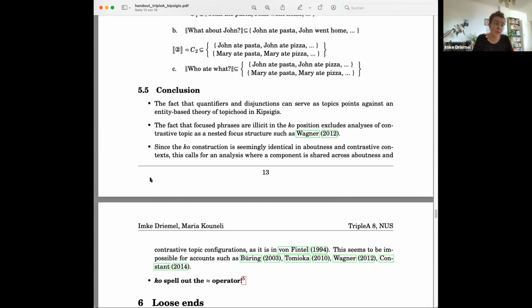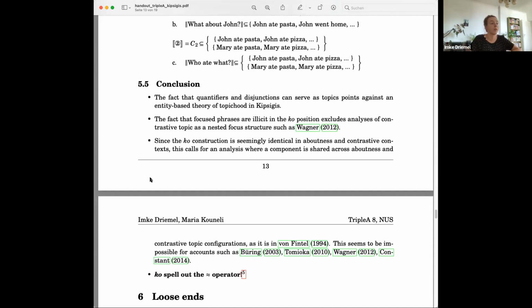This calls for an analysis where a component is shared across aboutness and contrastive topic configurations, and that would be one that von Fintel proposes. And basically, what we want to tentatively assume here is that co spells out this double squiggle operator.